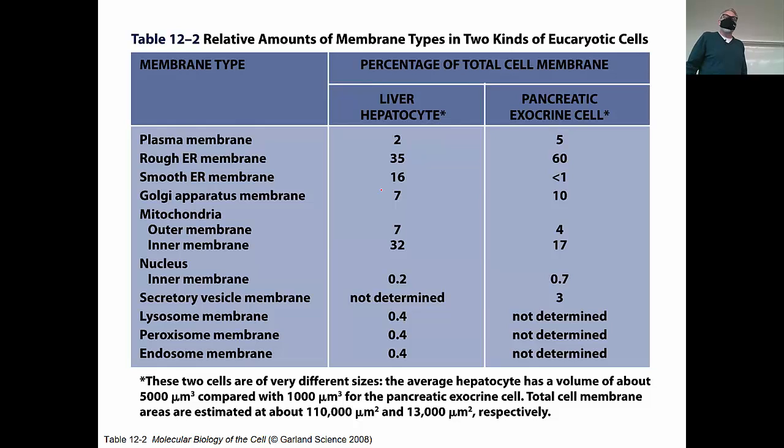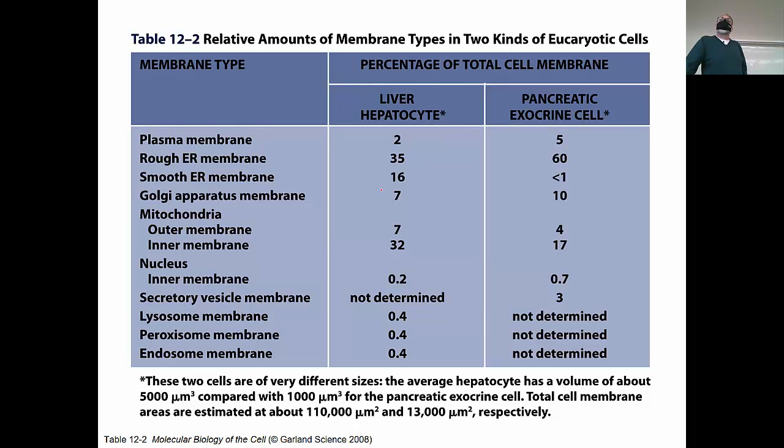This is maybe a little bit more interesting in some ways because what we're looking at is cell membrane here. And here we're looking at two different types of cells, a liver hepatocyte and a pancreatic exocrine cell. So liver hepatocytes are used for regulating blood glucose levels and detoxification. Those are major steps that are used there. So that requires a lot of smooth endoplasmic reticulum, and we see that reflected here. About 16% of the cell membrane is smooth ER.